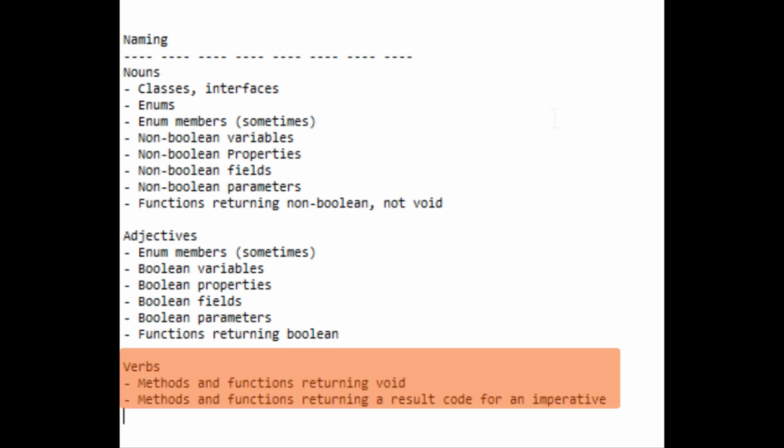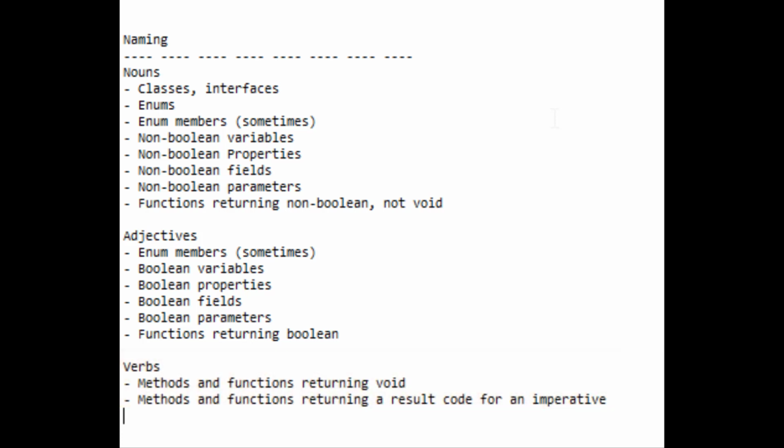I think it makes the most sense to start by looking at verbs. We can see that verbs, of course, are a part of speech that describe an action. Functions and methods are what represent an action or an imperative in code, and so functions and methods should have names that are verbs, something that indicates an action, such as run or start or stop. Given that, everything else should probably be a noun or an adjective.